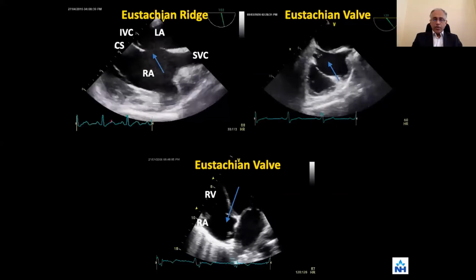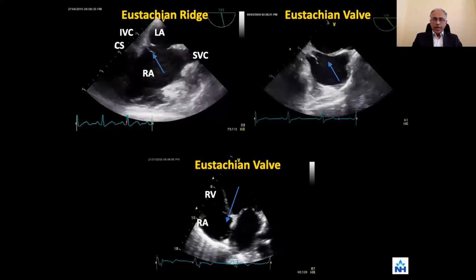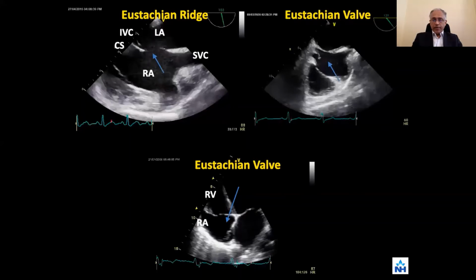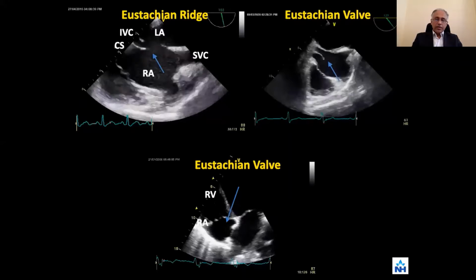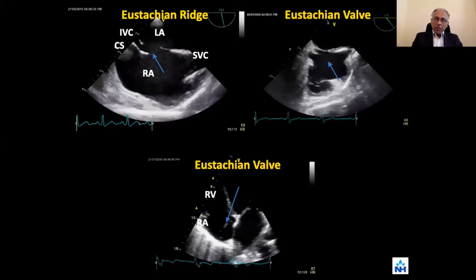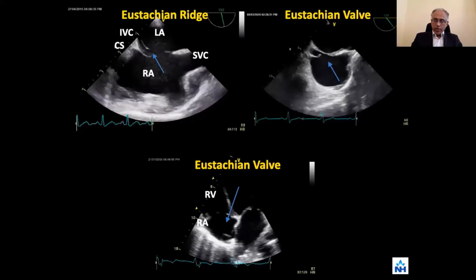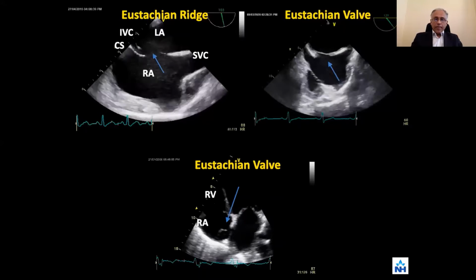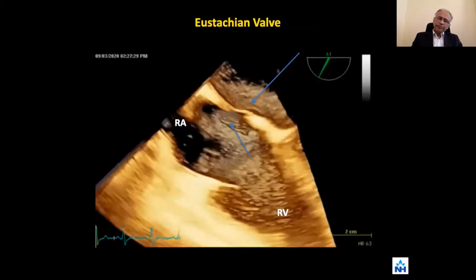And the image below is the transthoracic image, and that's how it looks in the right atrium, and it can be mistaken sometimes for vegetation. It can be mistaken for even thrombus, things like that, which can mimic pathologies. Then these are 3D images.